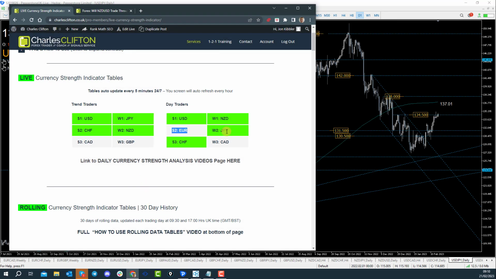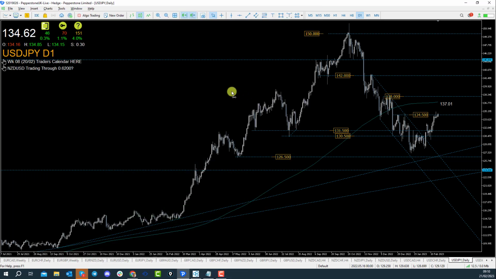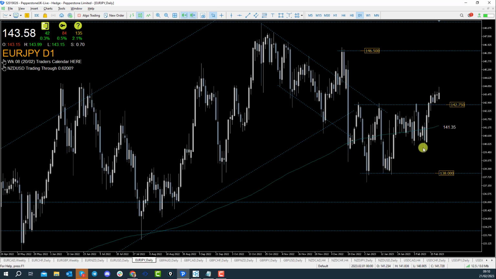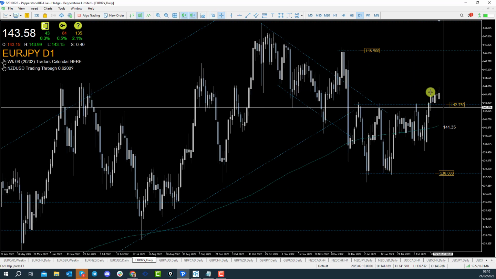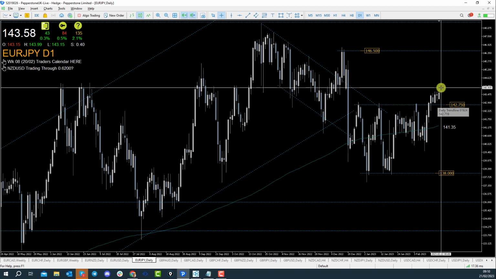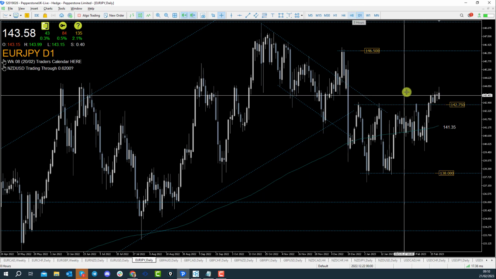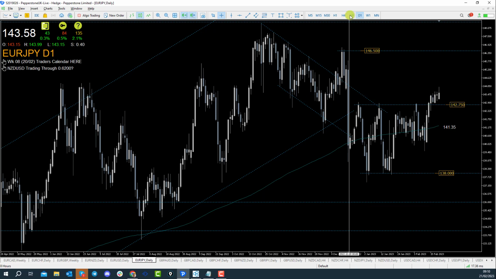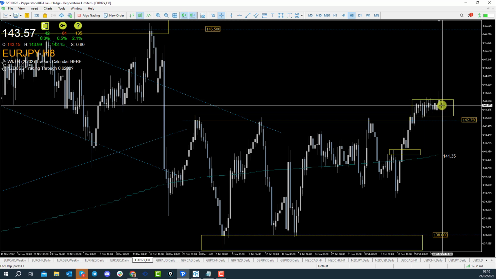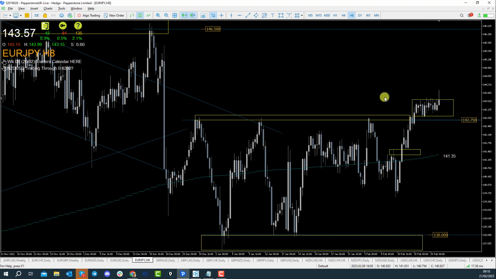Another market that we could take a look at is Euro Yen. We've actually spoken about Euro Yen previously because we were looking for it to trade through a key area of resistance. So if I go over to Euro Yen on the daily time frame, what we were looking for was price to break above this 142.75 handle and continue to the upside. So we can see that price did break out. We did have a little bit of a pullback, but price is kind of range bound on this 8-hour time frame at the moment.